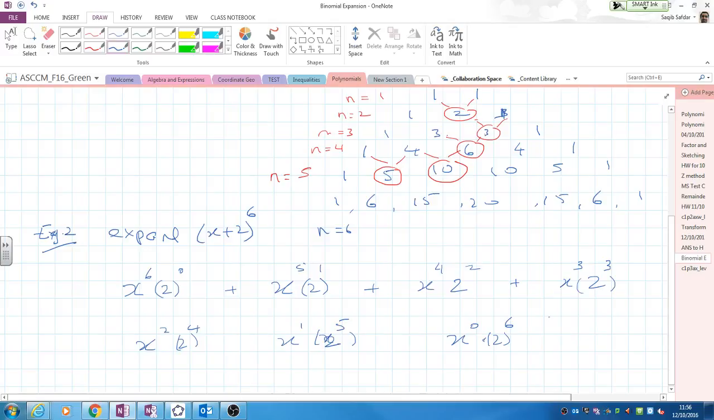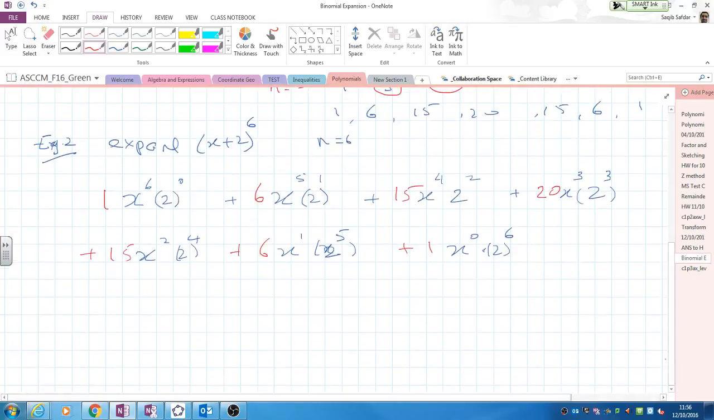Let's now also add some coefficients. So you've got 1, 6, 15. So I can put my 1, 6, 15, 20, and then 15, 6, and then a 1. Okay, and that will give me all my method marks that I need.